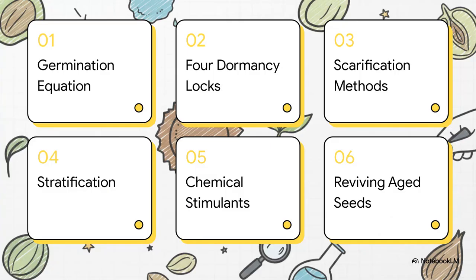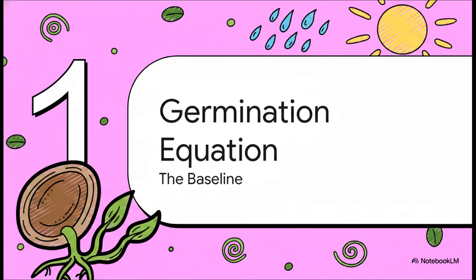So here's our game plan for the explainer. First, the germination equation. Second, categorizing the 4 dormancy locks. Then we'll hit treatments 1, 2, and 3, which are scarification, stratification, and chemical stimulants. And lastly, we'll wrap up with reviving aged seeds. Starting off with section 1, the germination equation.